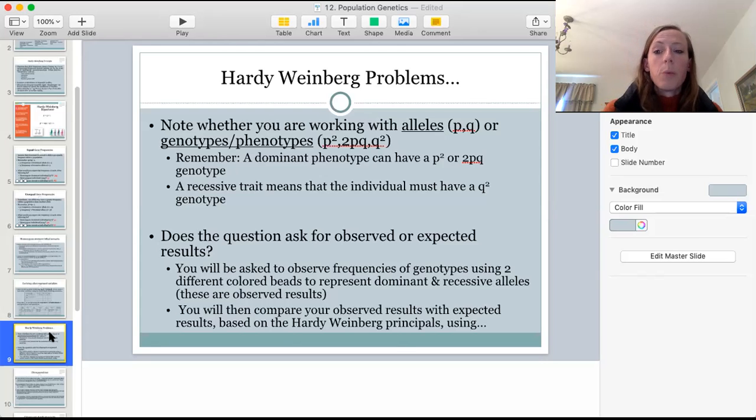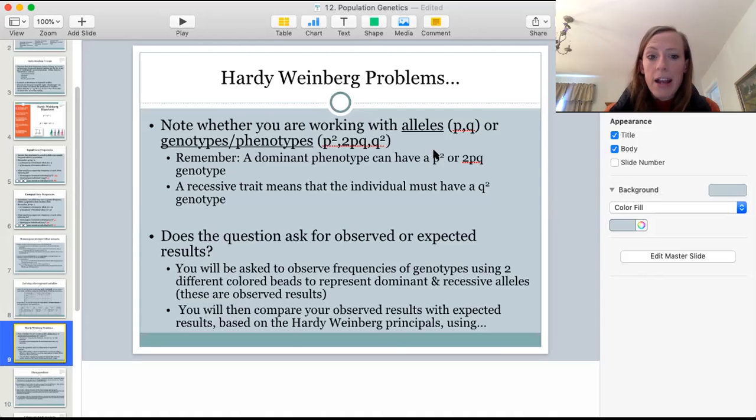So when you're doing these problems, a few things to keep in mind. First thing first, figure out whether the question is asking you to work with alleles or with genotypes or with phenotypes, okay? If it's asking you to work with alleles, you're just talking about P and Q, okay? P plus Q equals 1, and it's simple. If you're talking about genotypes and phenotypes, now you're working with P squared, 2PQ, and Q squared, okay?